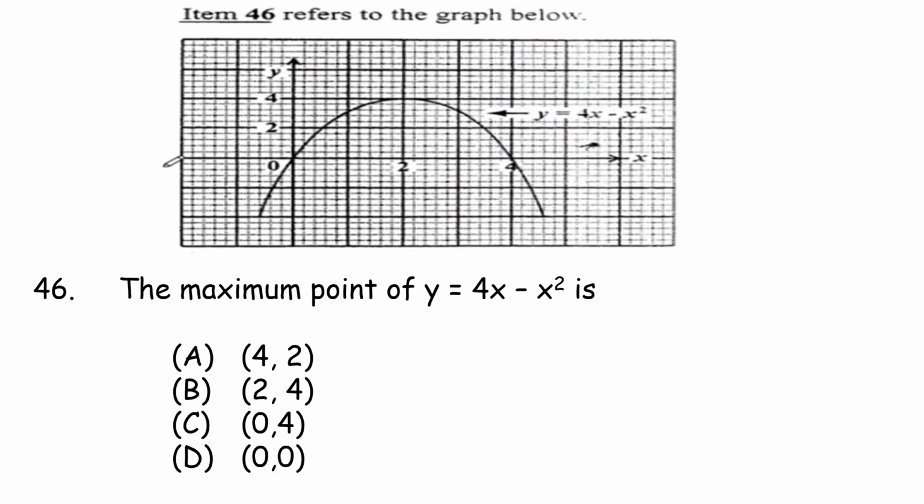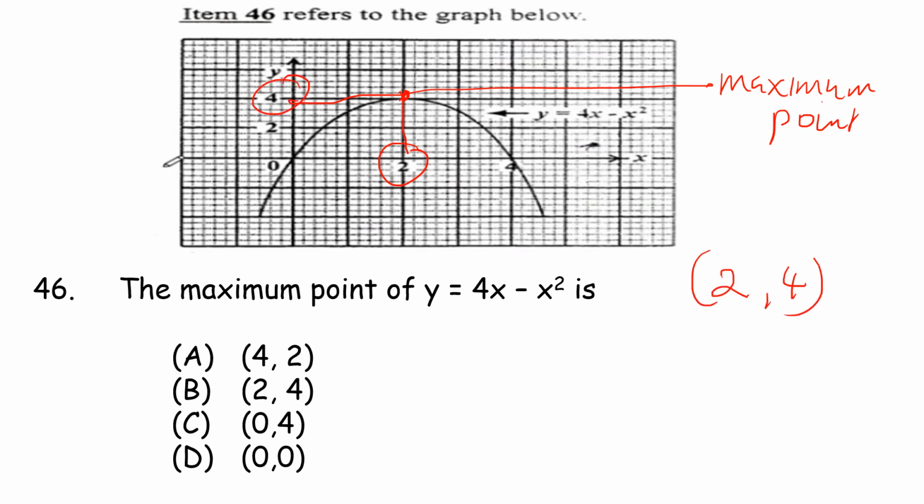Question 46. The maximum point of y equals 4x minus x squared is. So this is the graph, y equals 4x minus x squared. And the maximum point will be this exact point right here. That is our maximum point. So we're going to read the coordinates: we come down, we get 2, we go across, and we get 4. So that is written as (2, 4). It is an XY coordinate, so the answer is B.